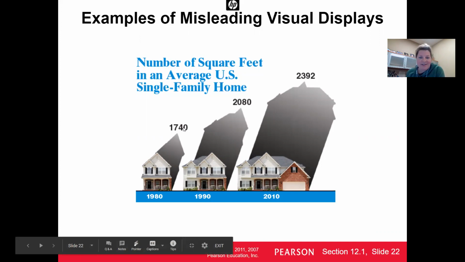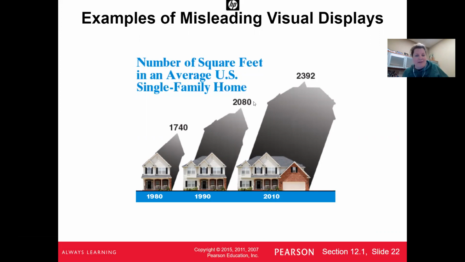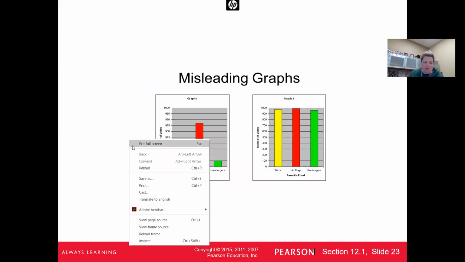And then look, 1740 is not that far off from this number here. So I'm going to subtract those. If I took 2080 and I subtract 1740, I'm going to get 340. So there's 340 between these two. Now, how many is between these two? 2392 minus 2080 is 312. So there's 312. The graph makes it look like this one is so much more than the one before.